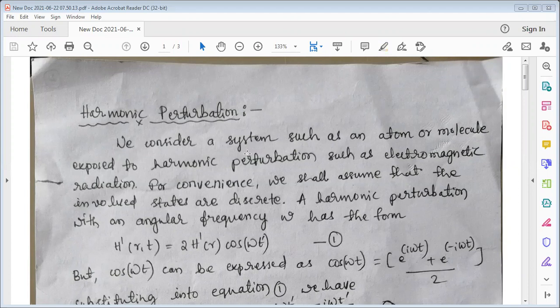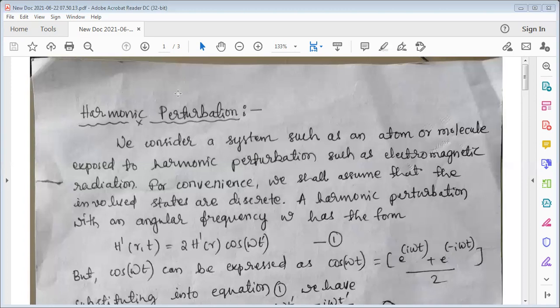In the last class, I discussed the time-dependent perturbation theory in general, and I derived an expression for the expansion coefficient of the time-dependent perturbation. So now, in this session, as an example, I am going to discuss the harmonic perturbation.